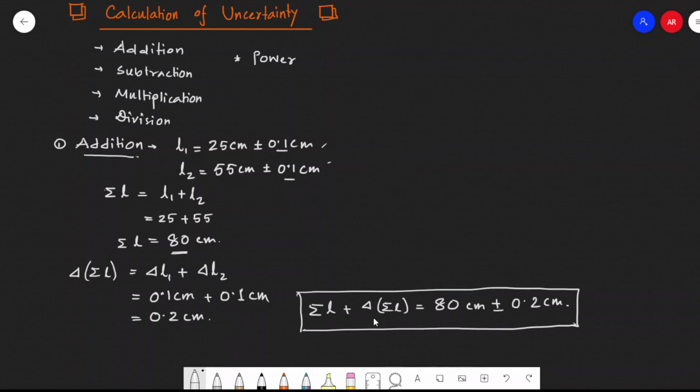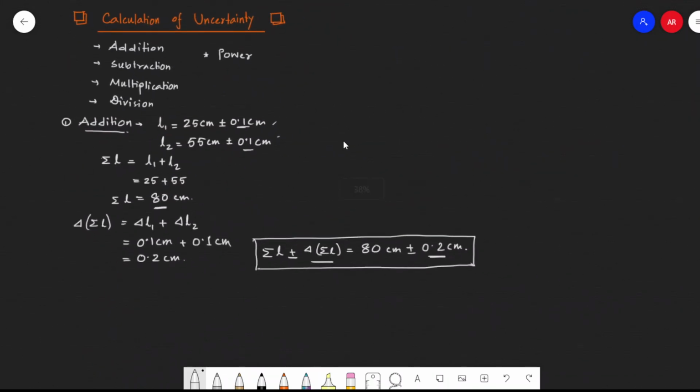This is the absolute uncertainty. This form, with the plus minus here, is representing the absolute uncertainty. When plus minus some value with a unit is given, it is in the form of absolute uncertainty. Sometimes it is also called actual uncertainty.